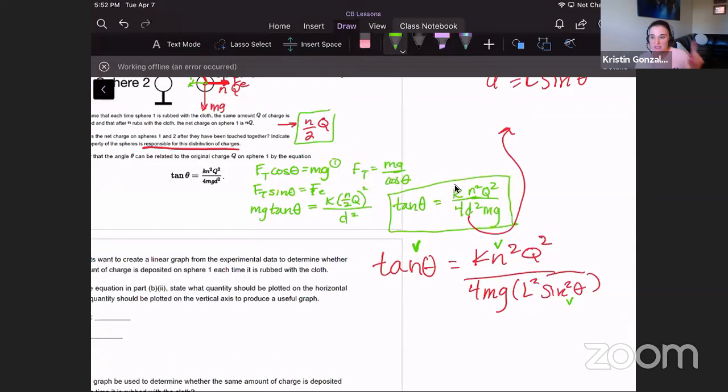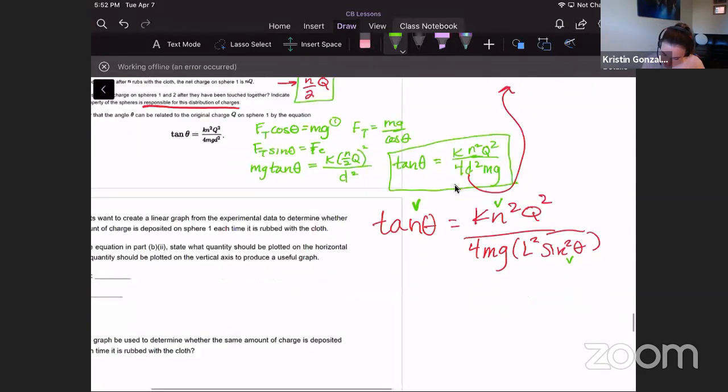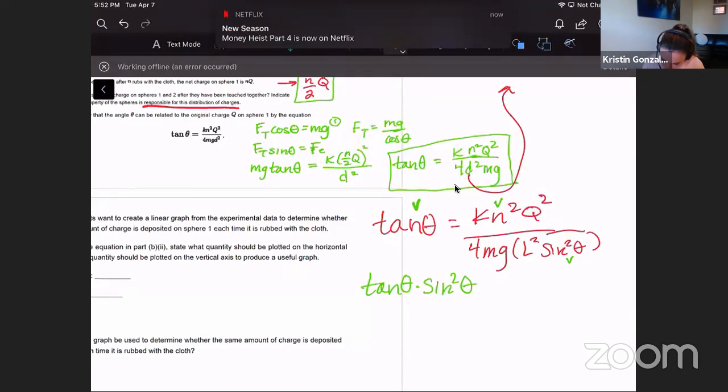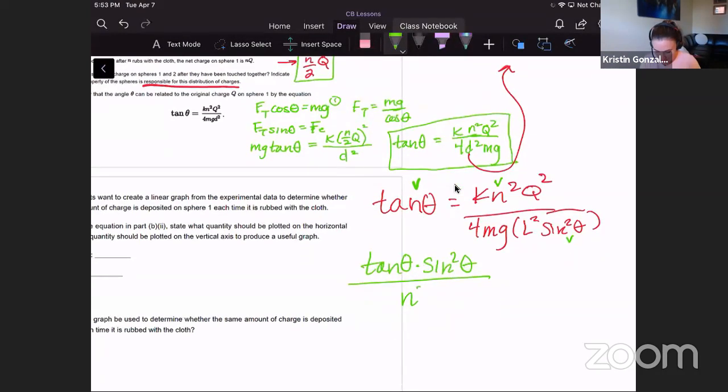So if I move my variables to the left, then I'm left with tan theta times sine squared theta over, I want to move my n squared over, and when I do that by dividing, I'm left with n squared on the bottom, equals k times q squared over 4mg. So everything on that right is constant. I could find anything in there. Everything on that left is what our variables are.